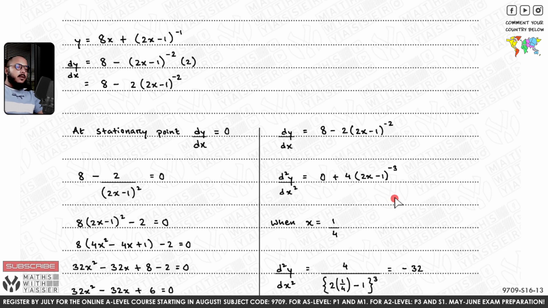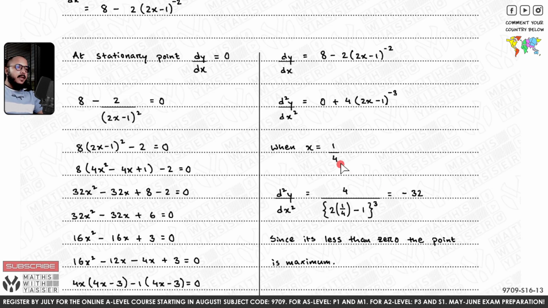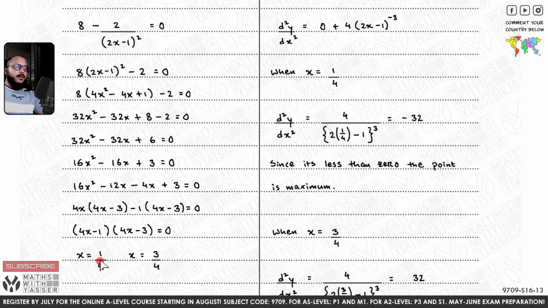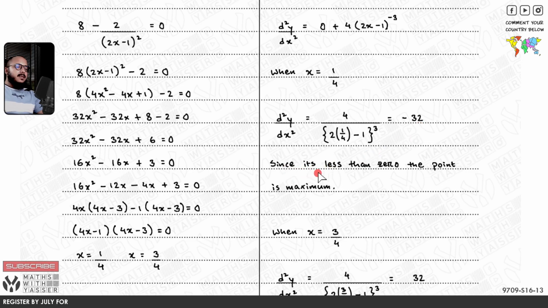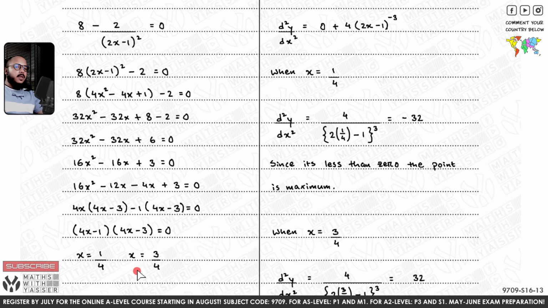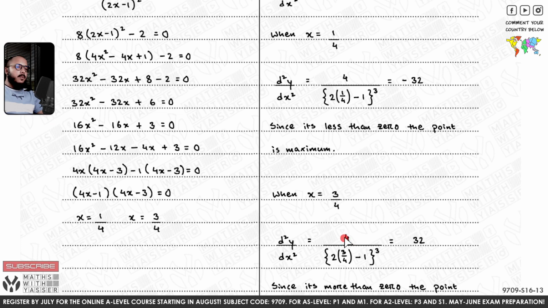Now let's substitute the values of x for which the stationary point occurs. The first x value that we had was 1/4. Substituting this value into this equation gives us 4 over (2 times 1/4 - 1) whole cube, which is -32. Since it is less than 0, the point is a maximum point. And for the other value of x, if we substitute this again into this equation, it will be 4 over (2 times 3/4 - 1) whole cube. That gives us positive 32.